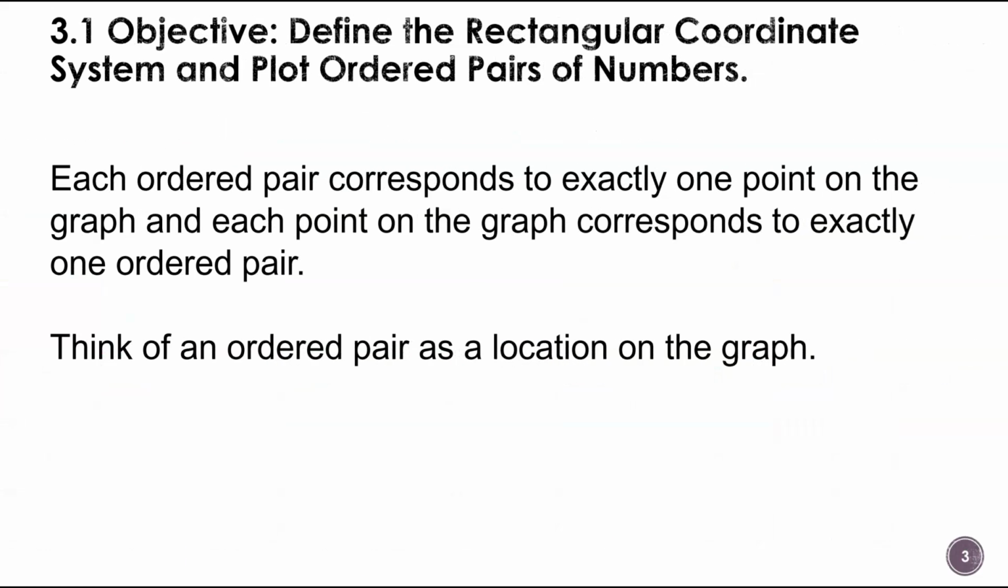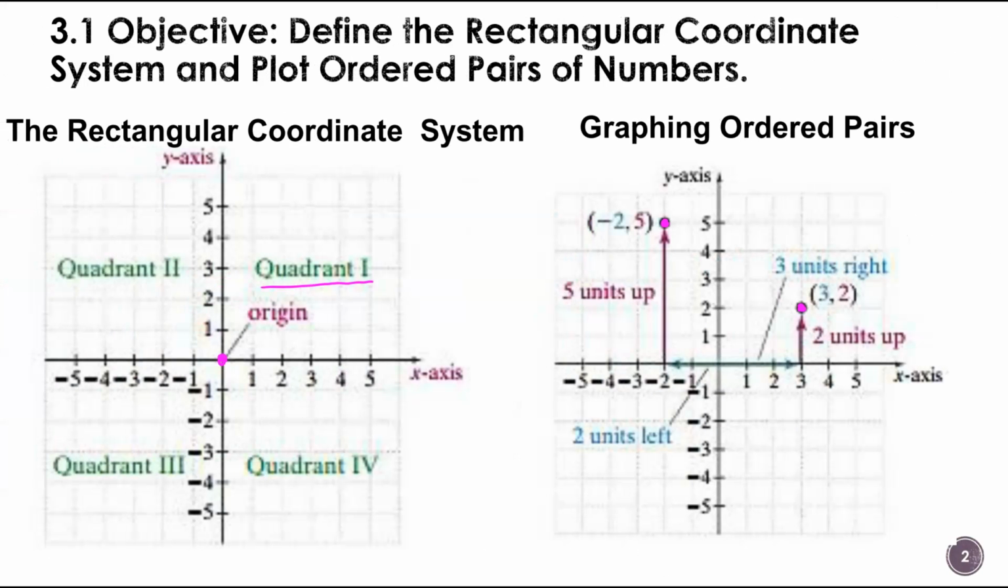Each ordered pair corresponds to exactly one point on the graph, and each point on the graph corresponds to exactly one ordered pair. You can think of an ordered pair as a location on the graph. So basically, when we're looking at something like this, the ordered pair 3, 2 has a certain location on the graph, and you find that by the numbers in your pair, right? That's how you locate this place on the graph.